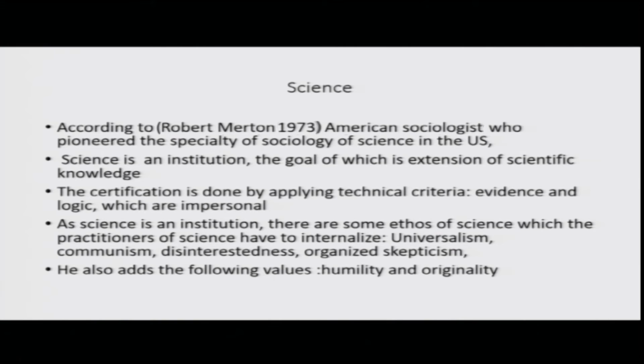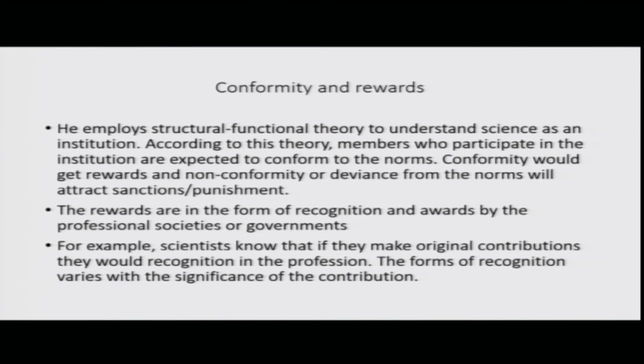So, as science as an institution, there are some ethos of science which practitioners of science have to internalize. According to Merton, these are universalism, communism, disinterestedness and organized skepticism. He also adds the following values like humility and originality, conformity and rewards.